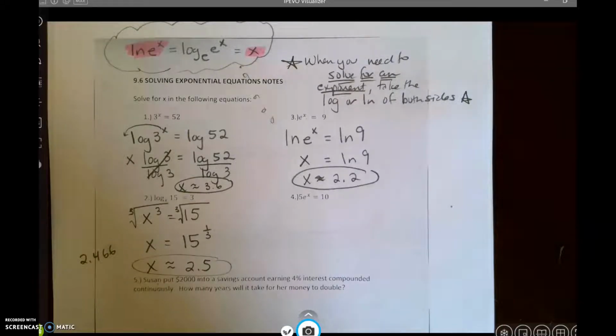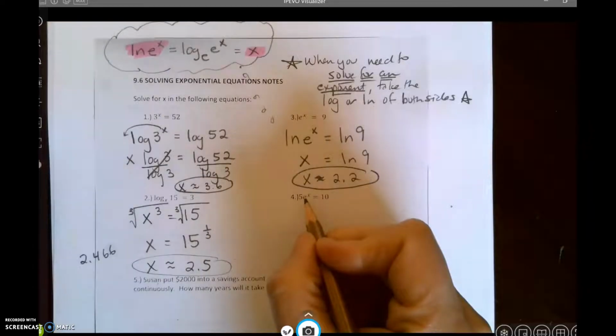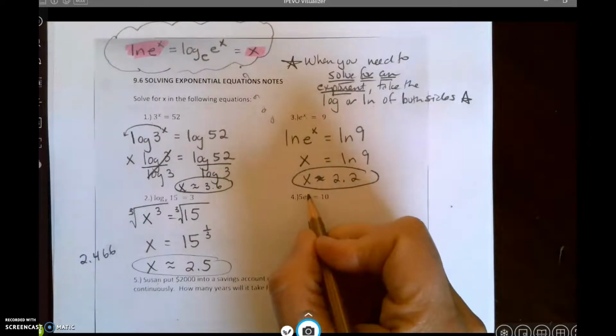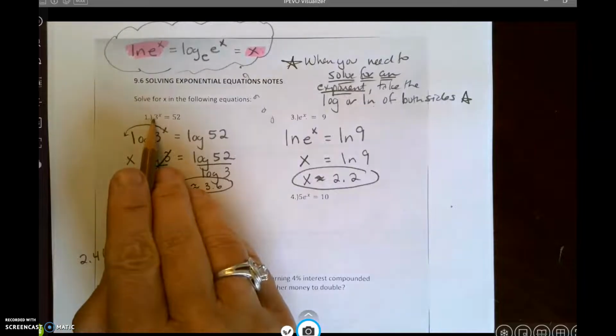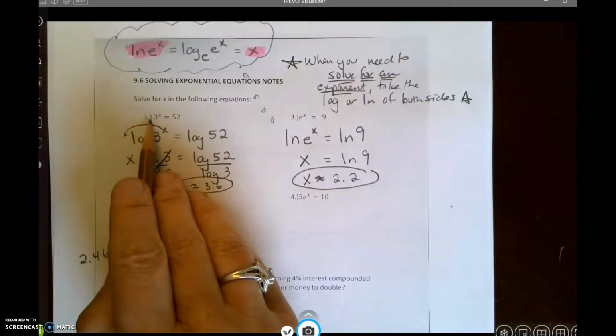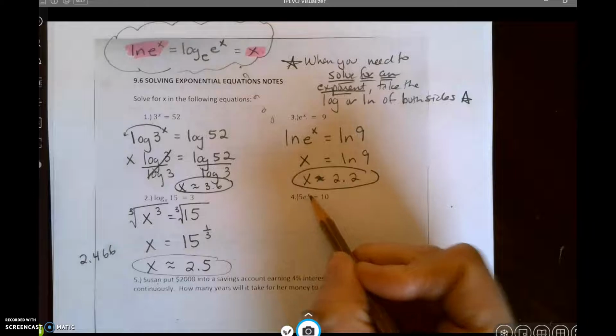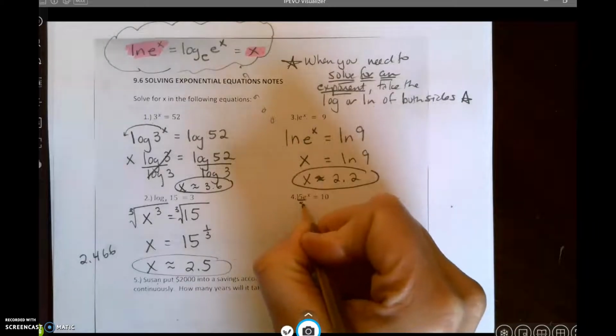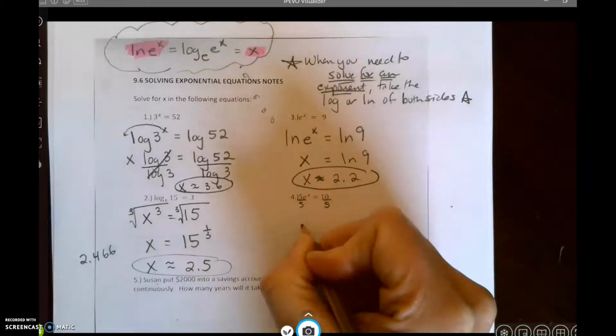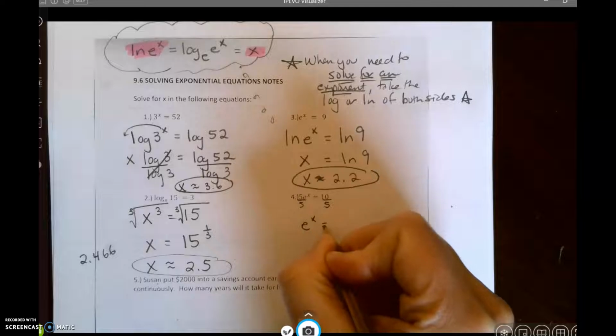All right. In number 4, we are solving for an exponent, but I always want to try and get whatever I'm solving to that exponent by itself. Like here in number 1, I didn't have anything else in front of that 3. It was just 3 to the x. I want this to just say e to the x, so I'm going to start off by dividing by 5. And I get that e to the x equals 2.